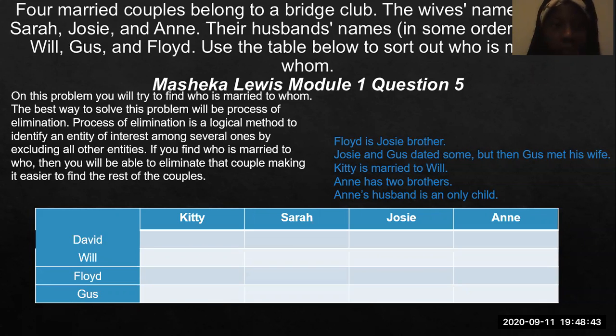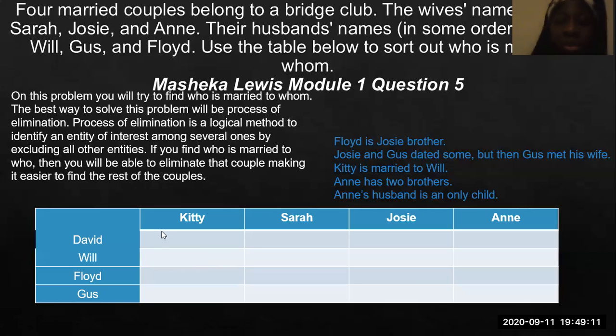So there are four married couples belonging to a club. The women are Katie, Sarah, Josie, and Ann, and the men are David, Will, Floyd, and Gus. In this problem, we have to find who's married to whom. For this, I'll use process of elimination, which is eliminating the ones that you already know are not married to each other.